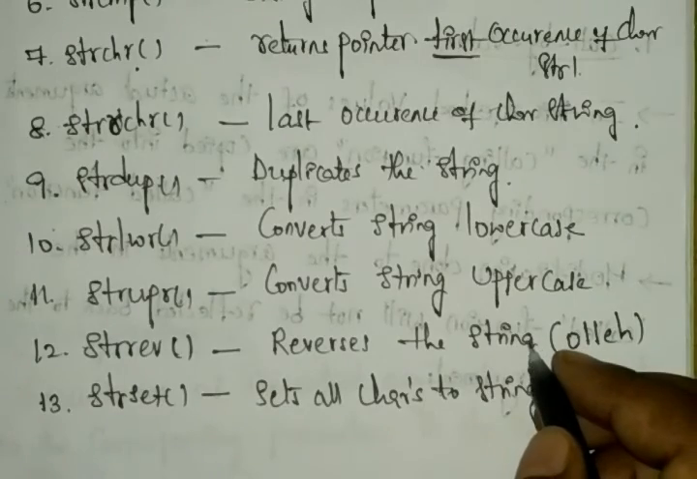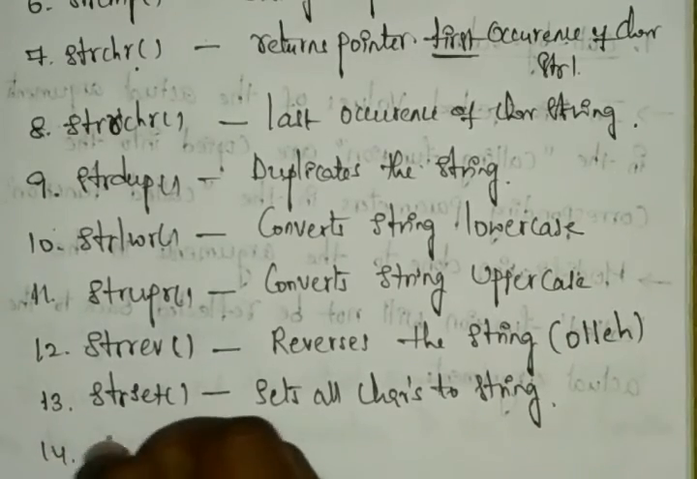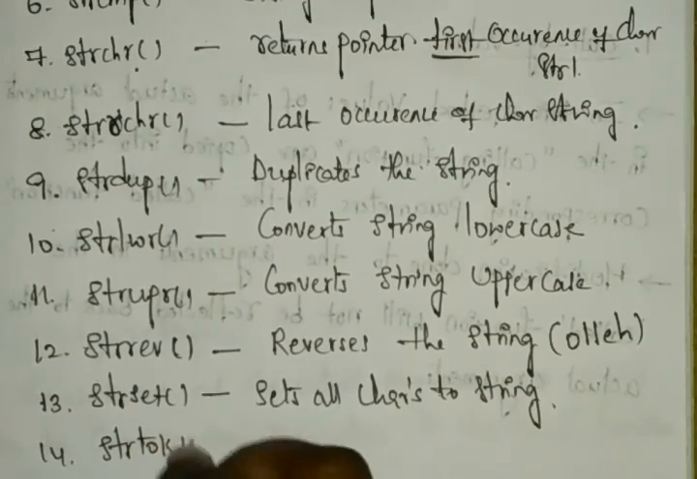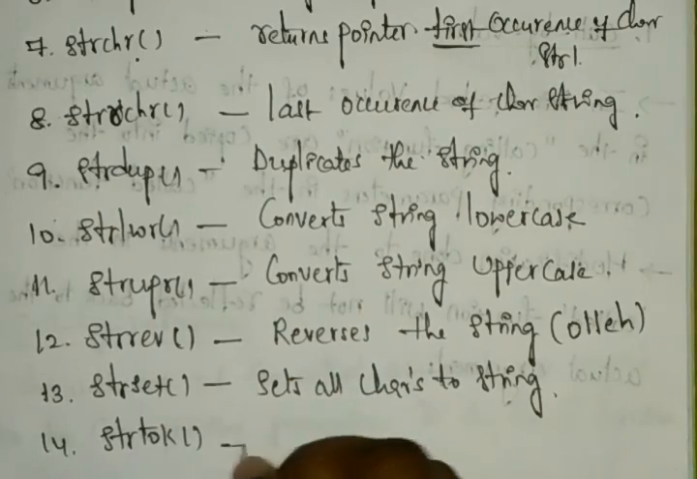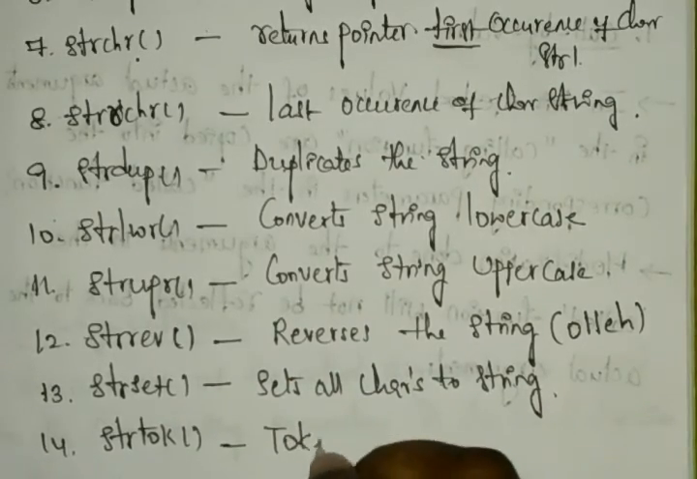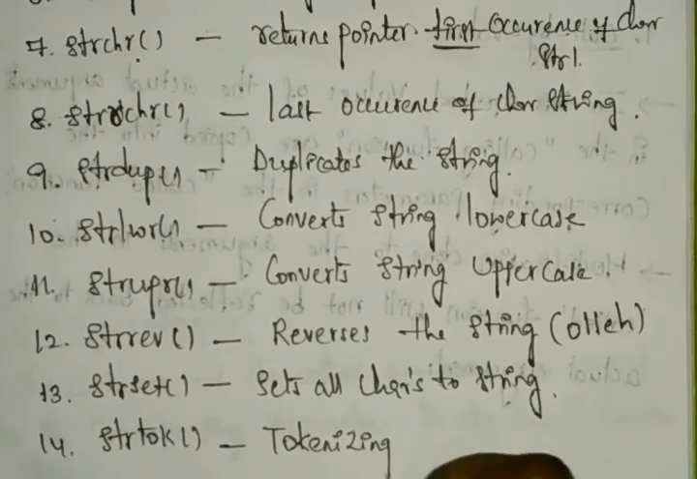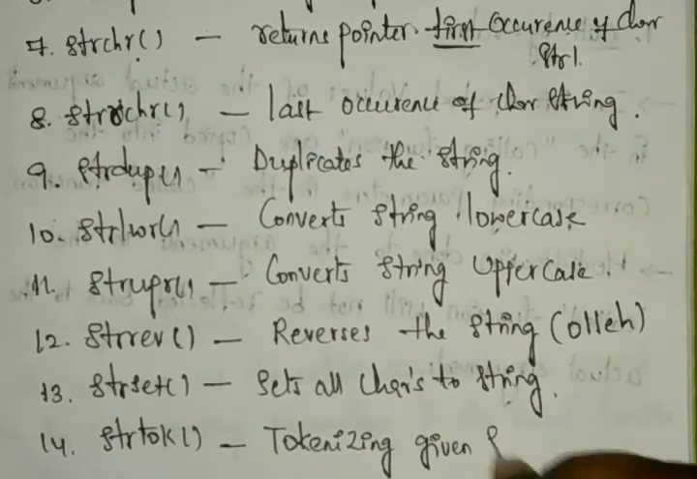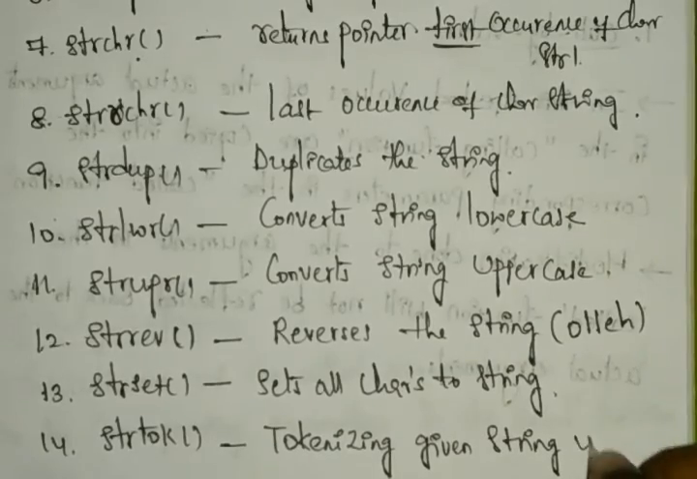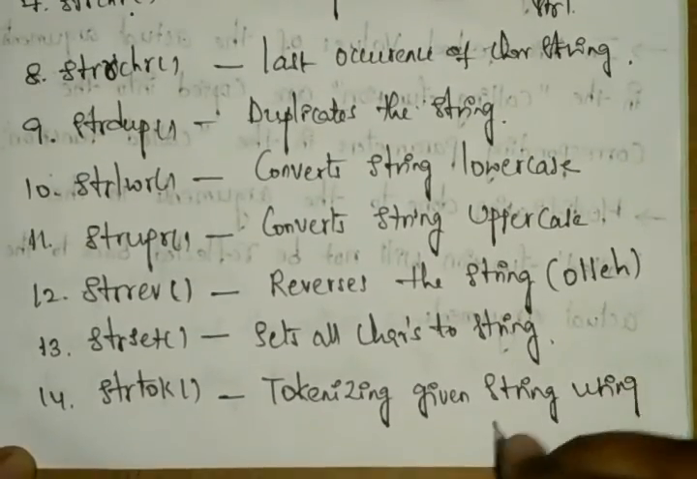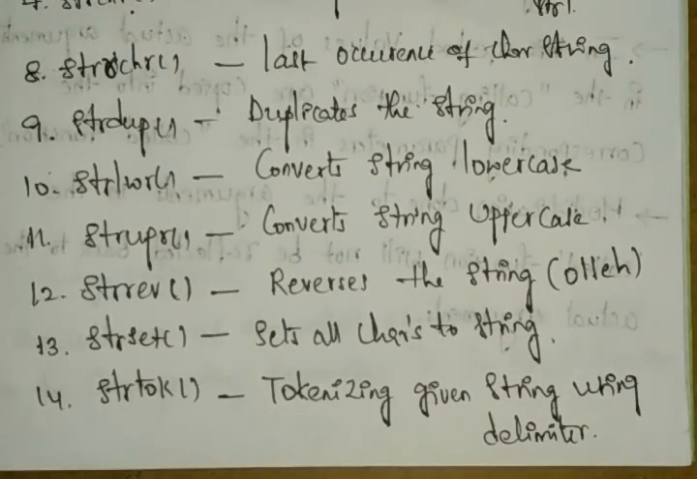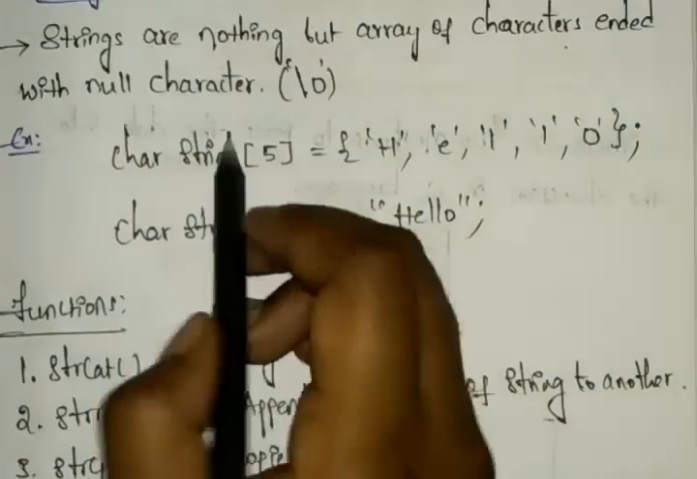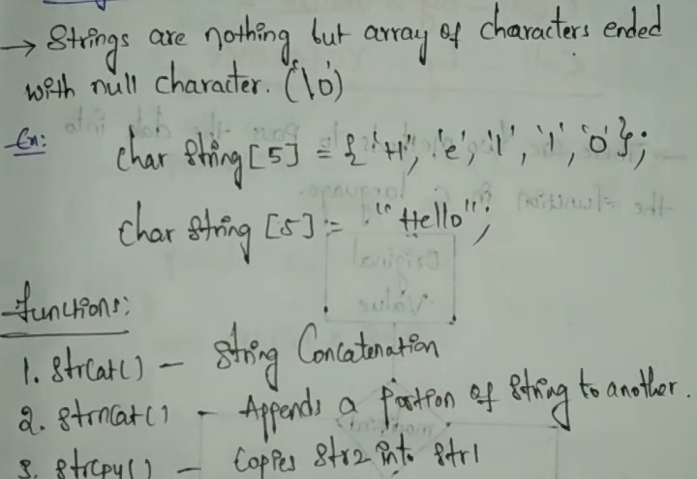And next here we have the strtok. Here it performs tokenizing of the given string by using a delimiter. The delimiter here is the null character, right? So by that it performs the tokenizing.